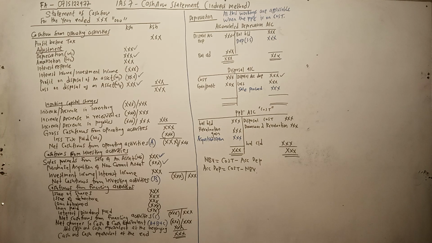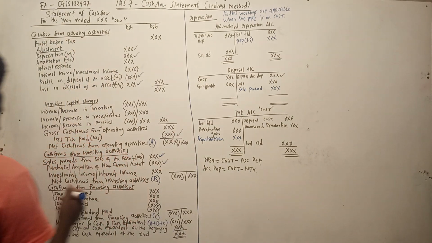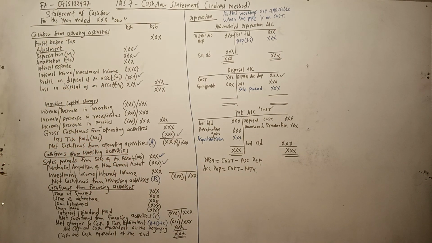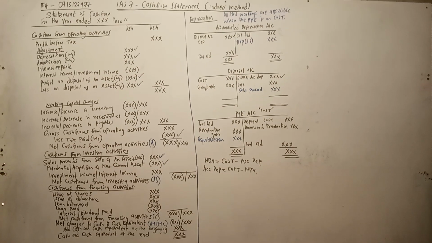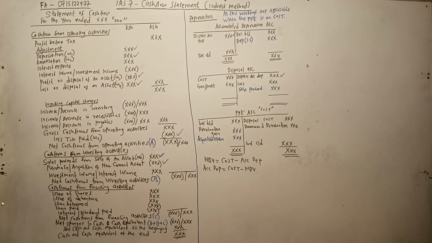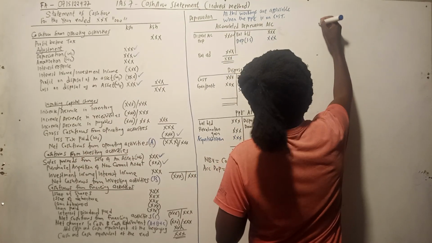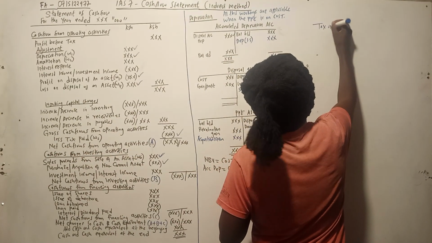Now, there's another working that we need to know. We need to know how to prepare, number one, the tax paid. So tax paid requires a working. Whether you like it or not, you need to prepare the tax account. Now, how do you prepare the tax account? Just prepare it. Tax account.